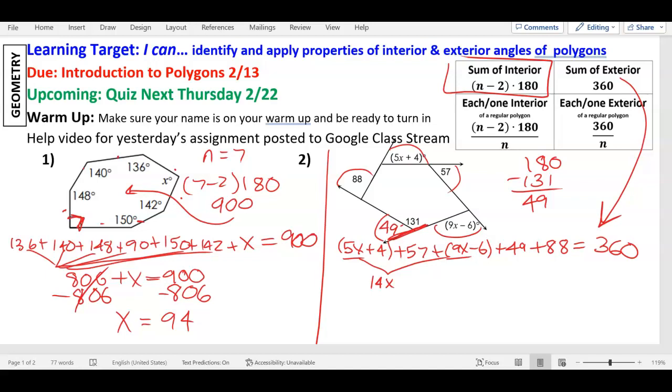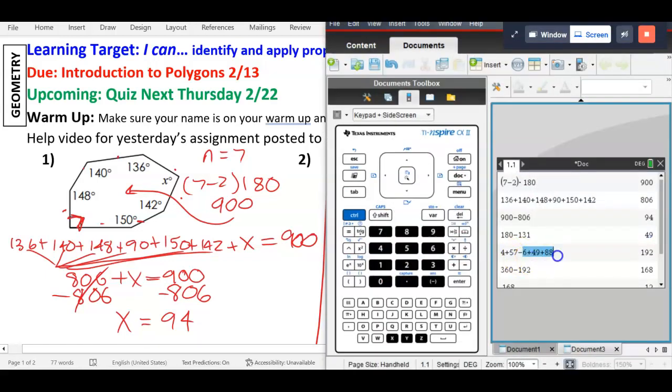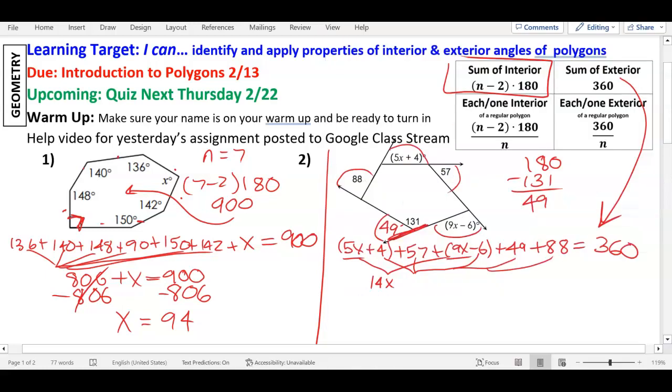All right, so now let's add up all those numbers. We got 4 plus 57 minus 6. See that minus sign? Plus 49 plus 88. So I already did it here. Please remember that's a minus 6. But I got 192 when I added up all those numbers. Cool? So plus 192 equals 360.